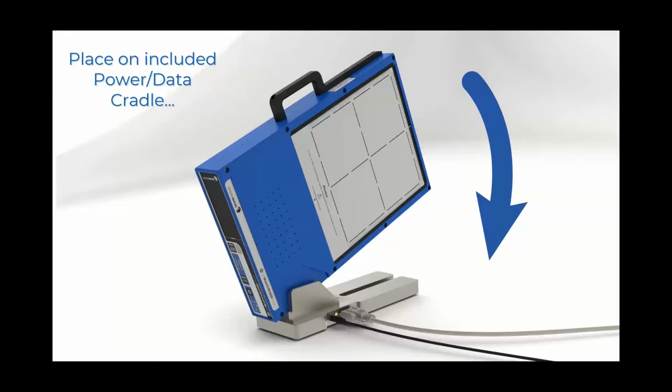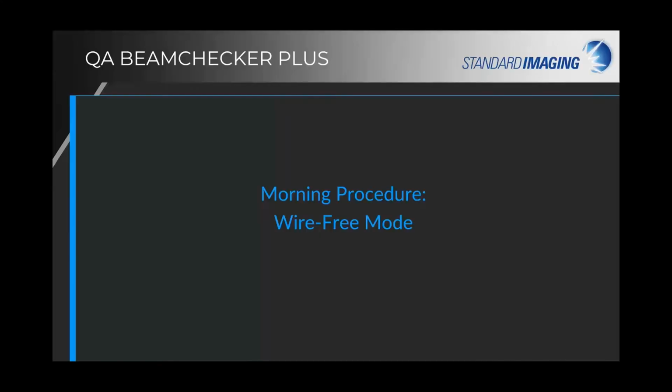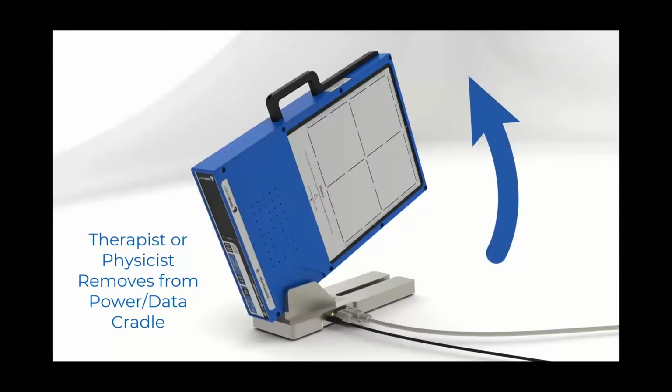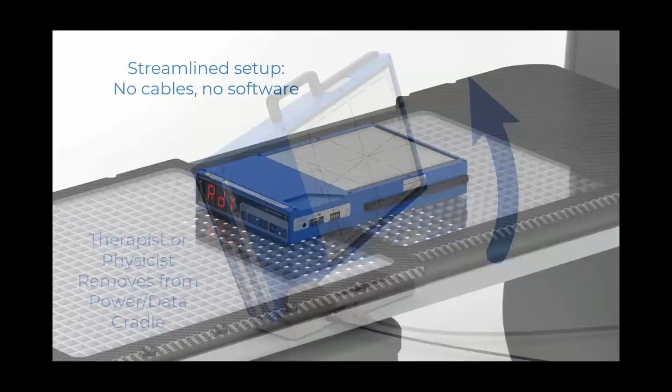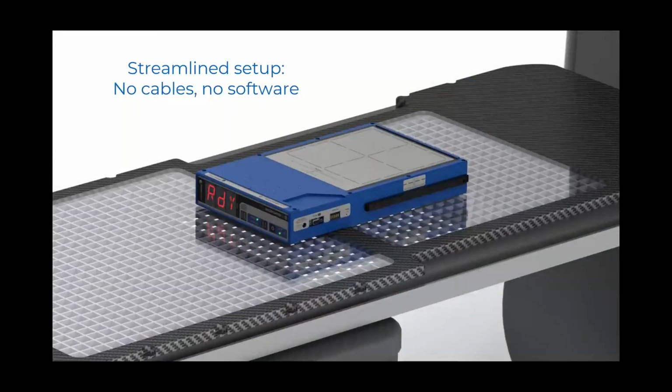So once you pull that off the cradle and set it up for your daily routine, you're ready for your daily QA. And in doing so, you set it for your morning procedure. You want to do that at the same time every day, just so you have the same characteristics of the beam during the morning warm up and the availability of the LINAC. But you lift it off the cradle, place it on the couch, no cables, no software. This is what you're looking at on a daily basis.